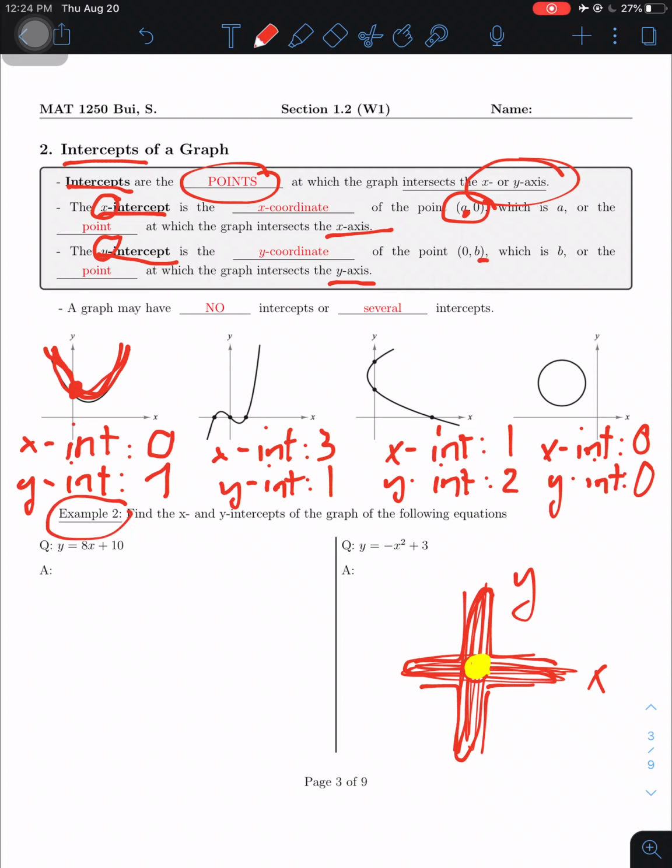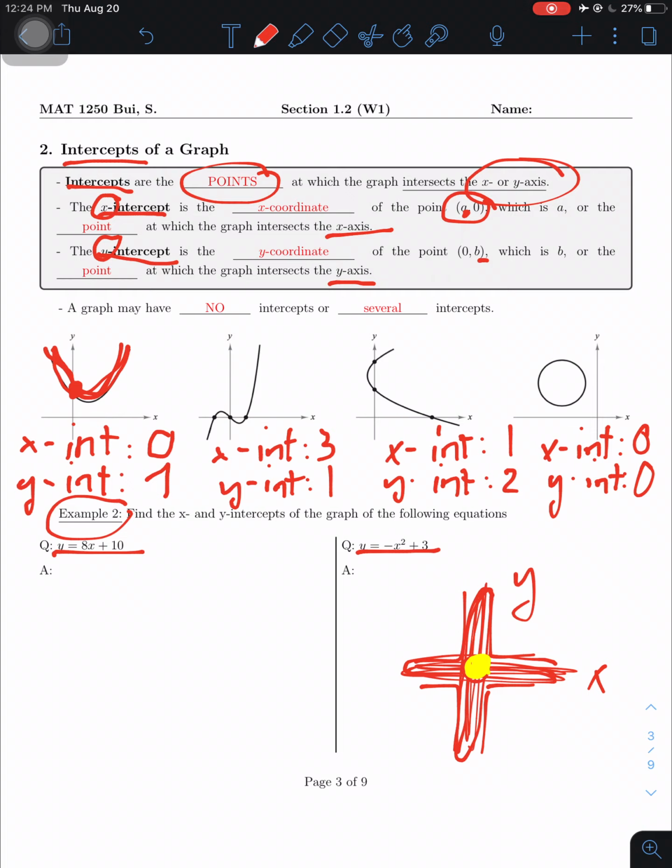Okay, so for example 2 in here, I want you guys to find the x and y intercept for the graph of the following equation. So for this one, you have the graph already. It should be the graph of the very first picture that we did on page 1. And this equation, if you can recognize it, is from example 1 from last page.